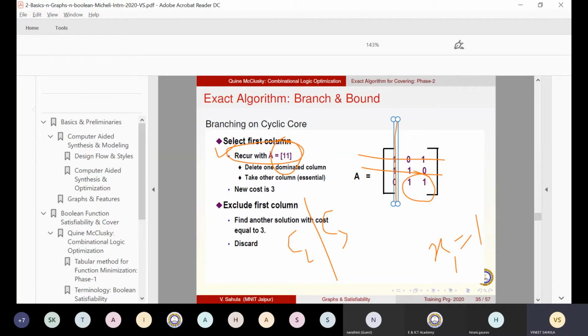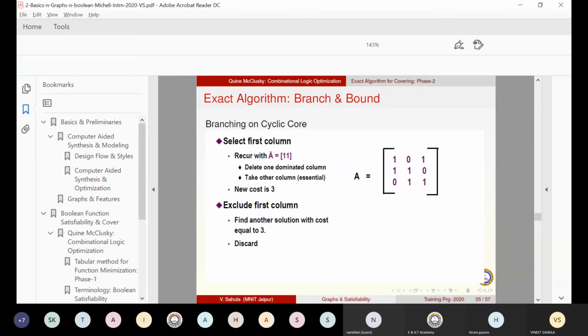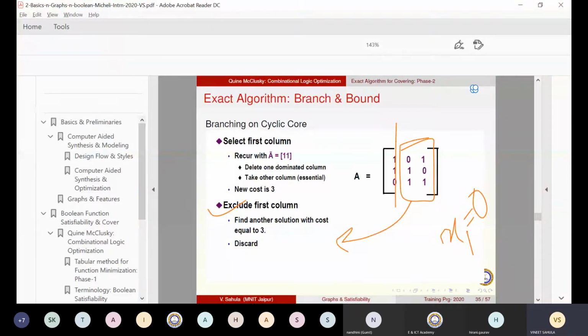Now, if I don't select, if I make this decision, exclude the first column. The first column is removed and not chosen. Not chosen means x1 is 0. It is not selected. So we are left with this matrix, right? And this matrix comes here. Okay. And if you see here, we have an independence here.